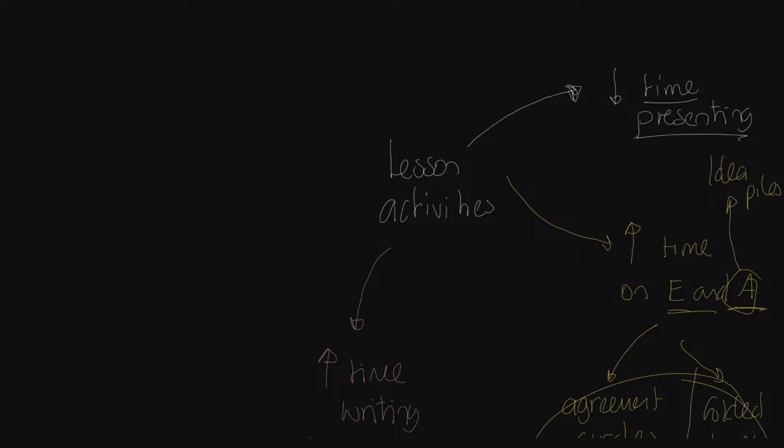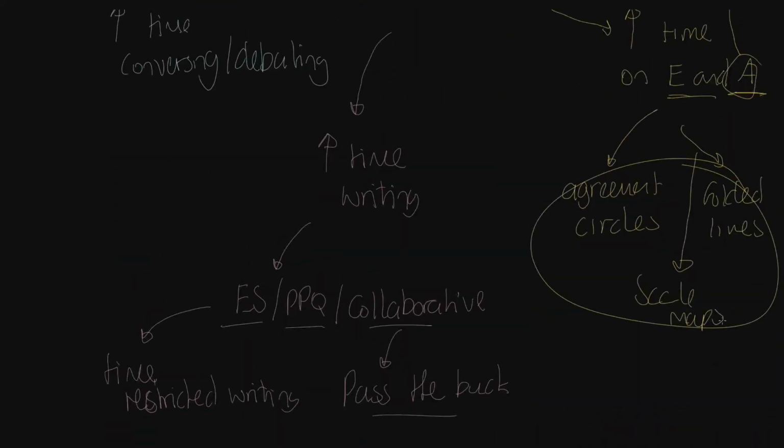Furthermore, folks, a couple more points. I want, for this particular course, lots of evaluation, so I want an increased amount of time conversing and debating. Again, I come back. Why do I want that? Because of the evaluative side of this course. How am I going to do that? I'm going to do that again through my scale maps, my agreement circles, my folded lines.